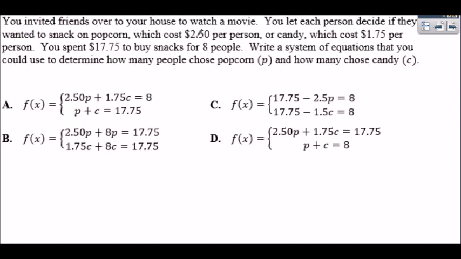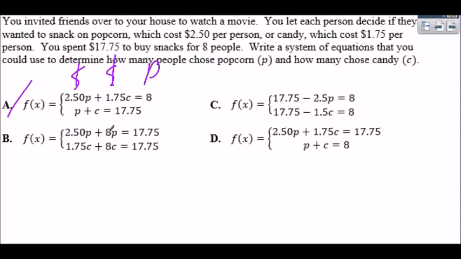So you invite some friends over to watch a movie, popcorn, which would cost $2.50 per person, or candy, which is $1.75 per person. A total budget of $17.75 for those 8 people coming over. Which system represents correctly? $2.50, that's talking about money. $1.75 is also talking about money, but this is 8 people. So money, money, people. So let's go to B.